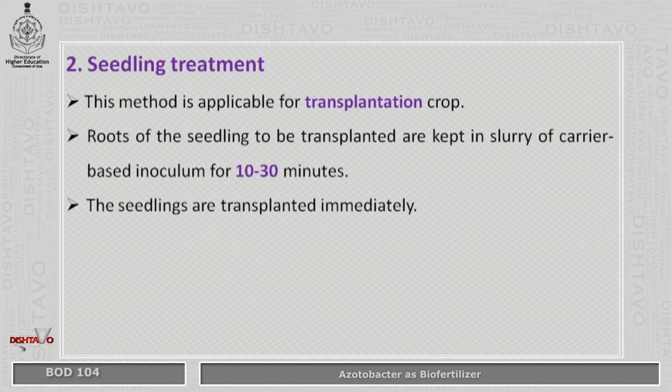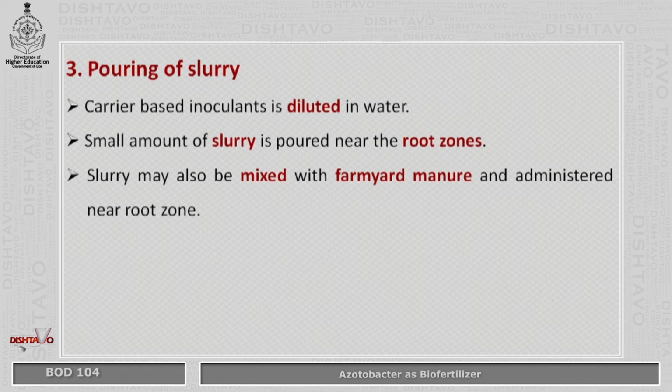Seedling treatment. This method is applicable for transplantation crop. Roots of seedling to be transplanted are kept in slurry of carrier-based inoculant for 10 to 30 minutes. Seedlings are transplanted immediately. Pouring of slurry. Carrier-based inoculant is diluted in water. Small amount of slurry is poured near the root zones. Slurry may also be mixed with farmyard manure and administered near root zone.